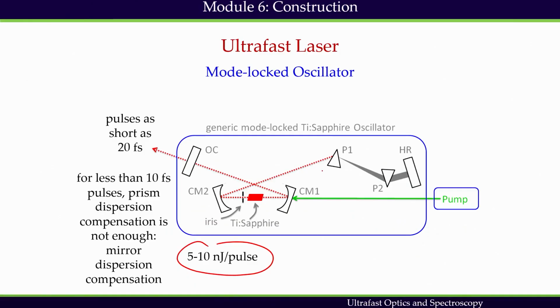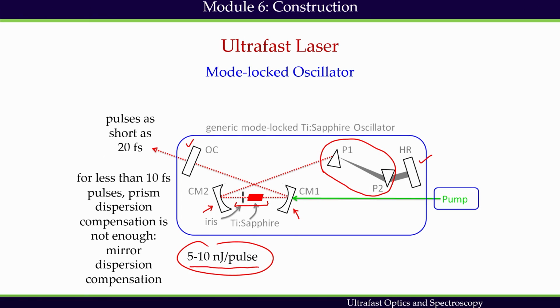We have dispersion compensator given by two prisms, high reflector, we have self mode locking done by this aperture and the gain medium and the laser cavity with the help of these two mirrors and the output coupler. So, this kind of ultrafast oscillator can produce energy in the range 5 to 10 nanojoule per pulse.